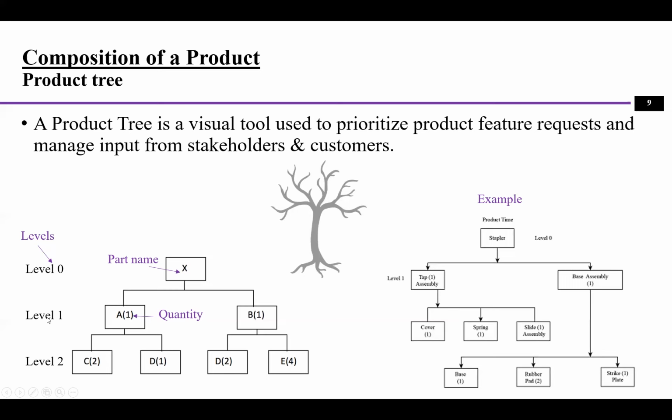If A is in level 1, then all A's should be at level 1. Same thing with B, C, and D. Well, how do we find out which level? For example, if D is in multiple levels, how do we find out which level it should be? Usually we go with the lowest level of that part.